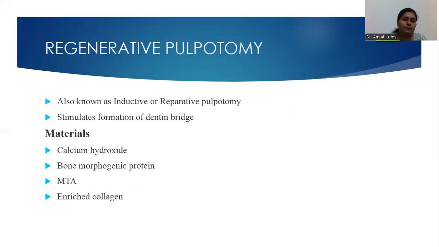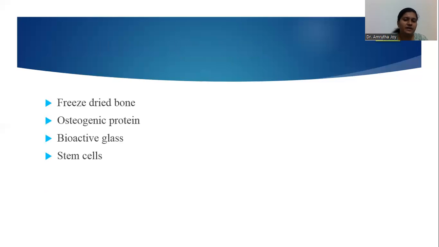Coming to regenerative pulpotomy, it's also known as reparative pulpotomy or inductive pulpotomy, because the materials used stimulate the formation of a dentin ridge, or stimulate the radicular odontoblasts to form dentin, that is reparative dentin. The materials used for regenerative pulpotomy are calcium hydroxide, bone morphogenetic proteins, MTA, enriched collagen, freeze-dried bone, osteogenic protein, bioactive glass, and stem cells.